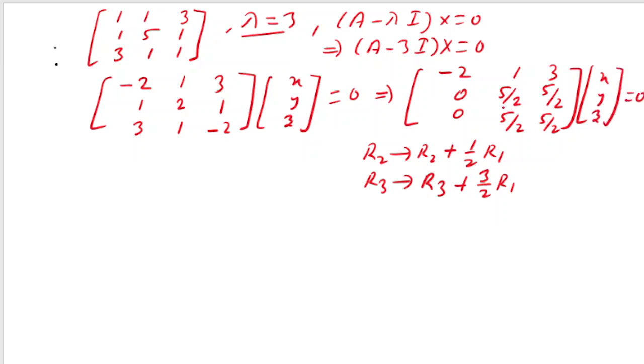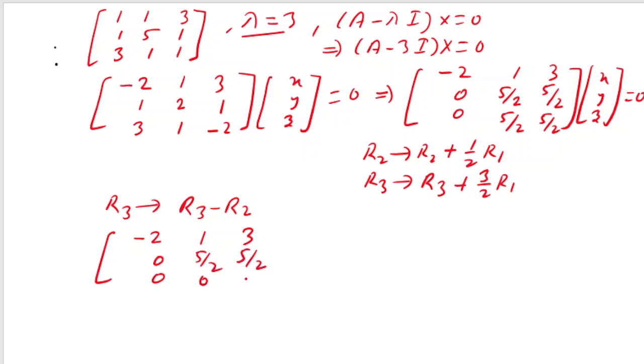So we need to perform one more operation on this matrix. I will write R3 goes to R3 minus R2. Some of you might have seen a direct approach where they take two equations and then reduce it. I believe that that is not algorithmic, so I'm doing it the hard way. So -2, 1, 3, and this is 0, 5 by 2, 5 by 2, and 0, 0, 0, and it is multiplied by x, y, z, that is equal to 0. So this gives me what?